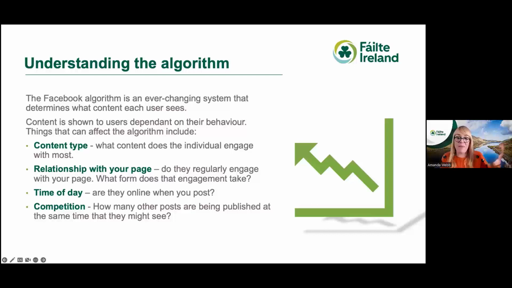Time of day. Are people actually online when you post your content? And if they are, this is the downside. How many other pages are publishing at the same time? So if your audience member is following 100 pages and those 100 pages all post at the same time, then there's going to be less chance of you appearing in their feed. So that's the basics of the algorithm.